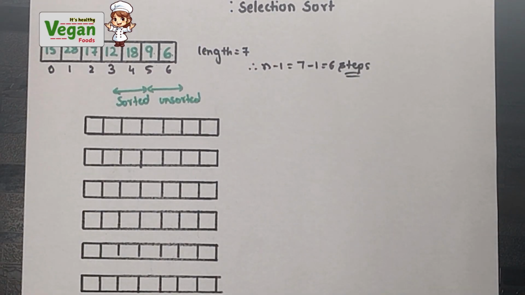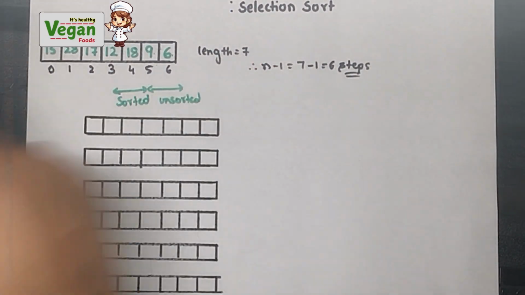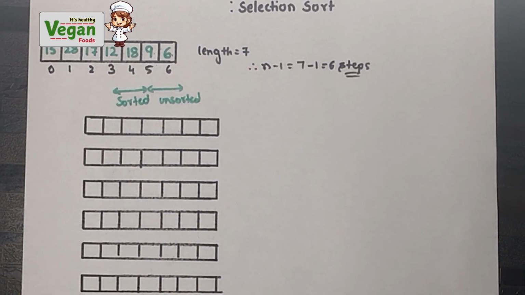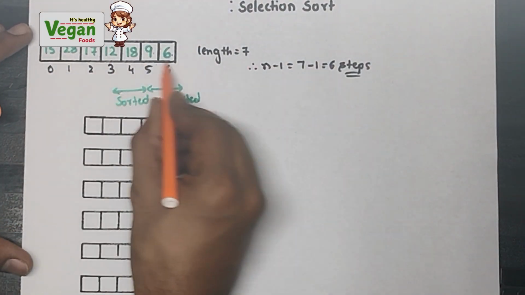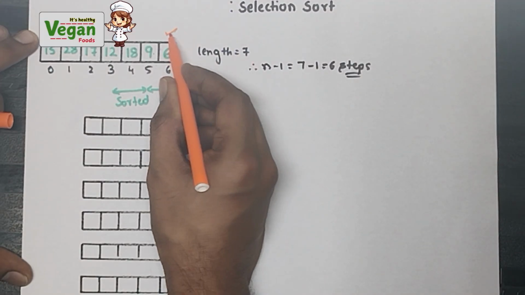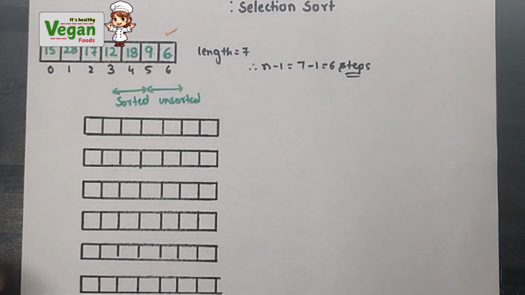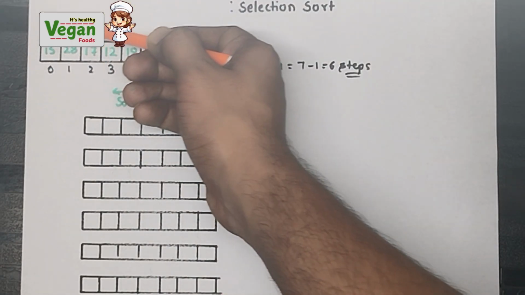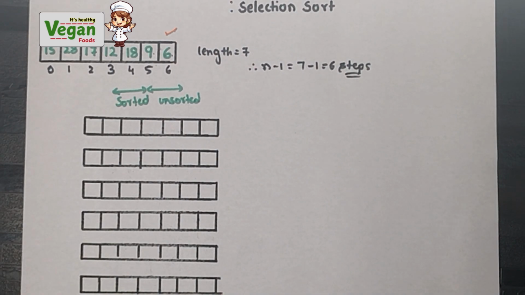Now, as I said earlier, consider the full given array as the unsorted sublist. So first select the smallest number. What is the smallest number? The smallest number is 6. Now swap the smallest number with the first element of the unsorted sublist.